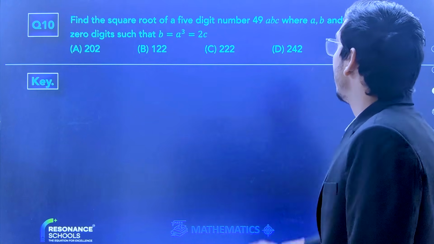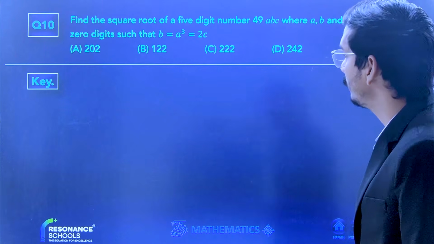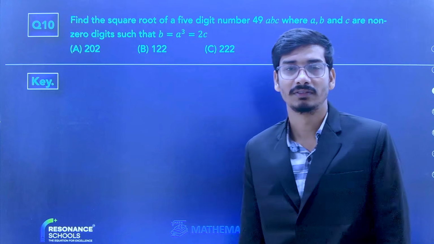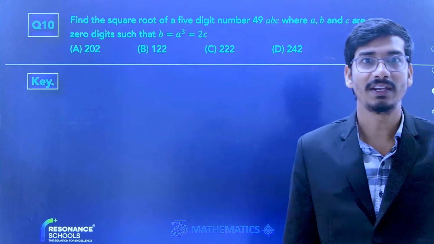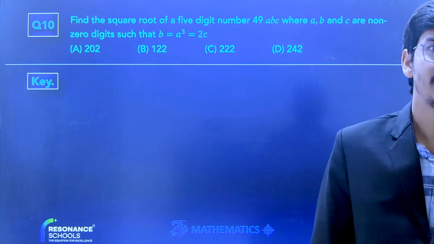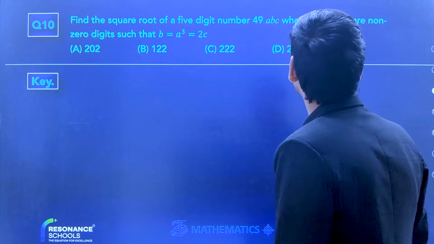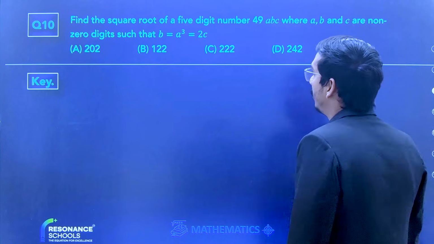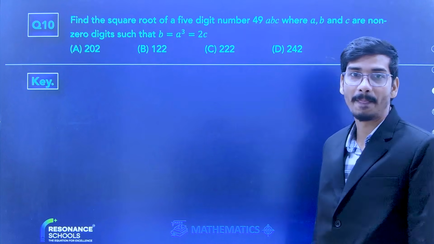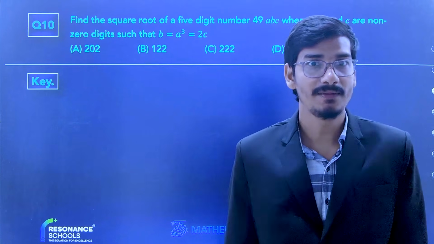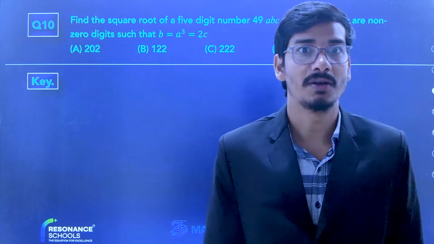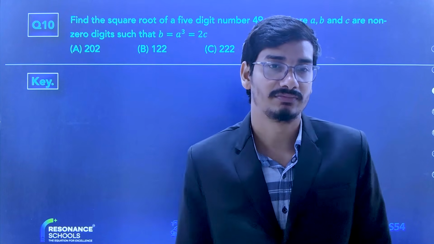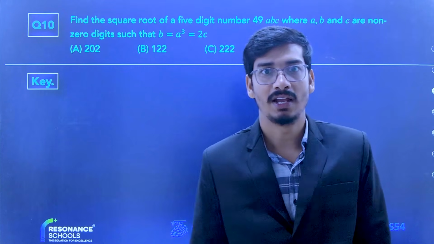Okay. Question is, find the square root of 5 digit number. That number is 49ABC, where ABC are non-zero digits such that B equals A cube equals 2C. This question is also a good question, not an easy question, I can tell.